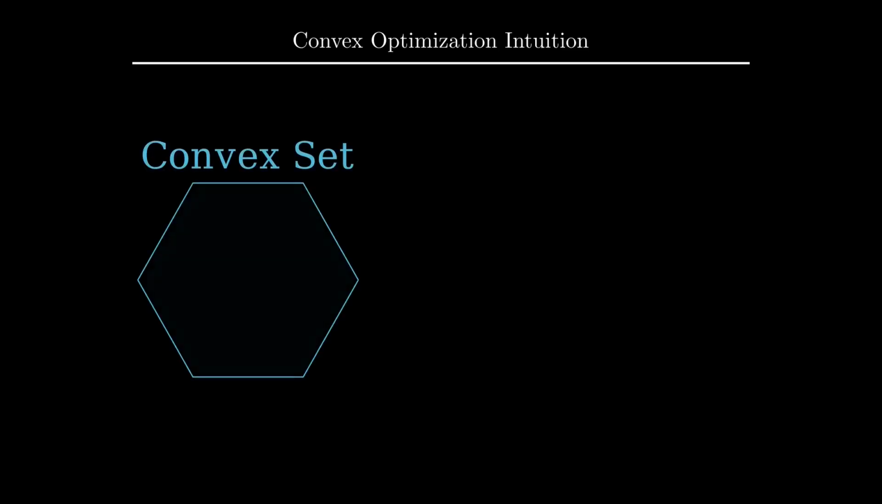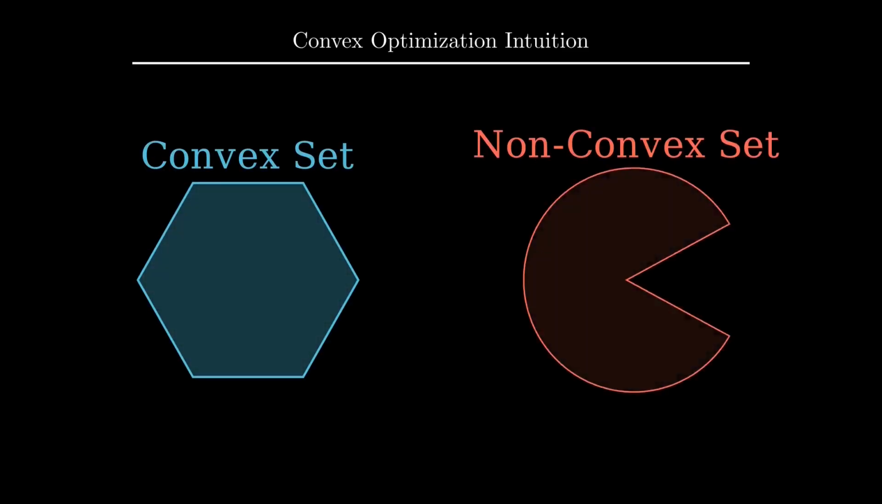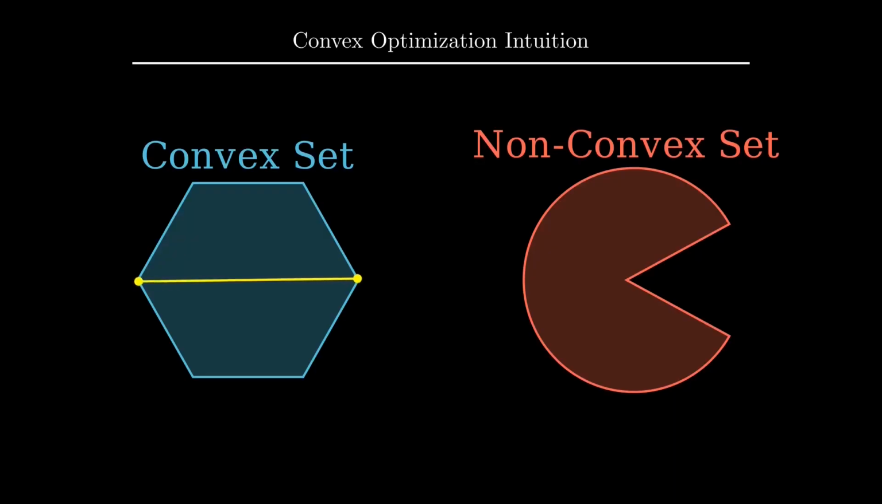Let's define a convex set geometrically. A set is convex if every line segment connecting any 2 points inside the set remains completely inside the set.